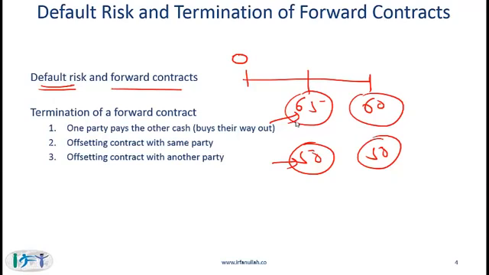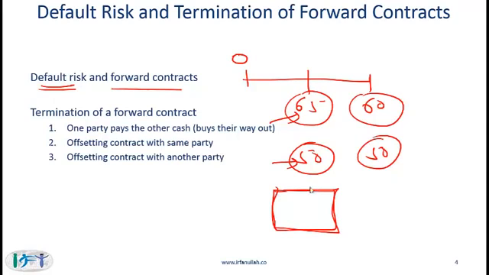So the long party has a certain value. That piece of paper that gives the long the right to buy the underlying for 50 is valuable. In level 2, we will learn how to calculate that value, but at this stage, you simply need to recognize the fact that the contract has value. So the party for which the contract has value also has some credit risk or default risk.